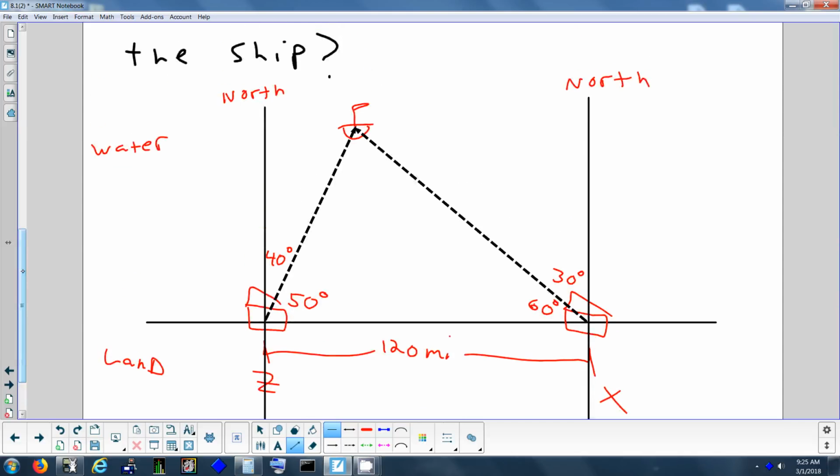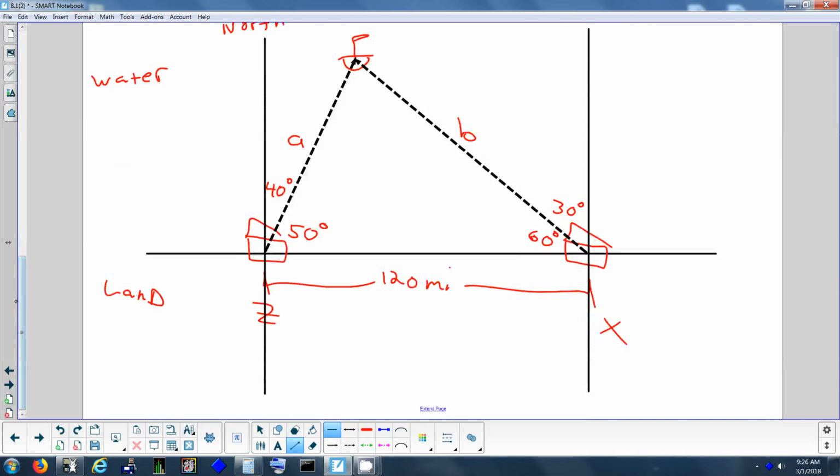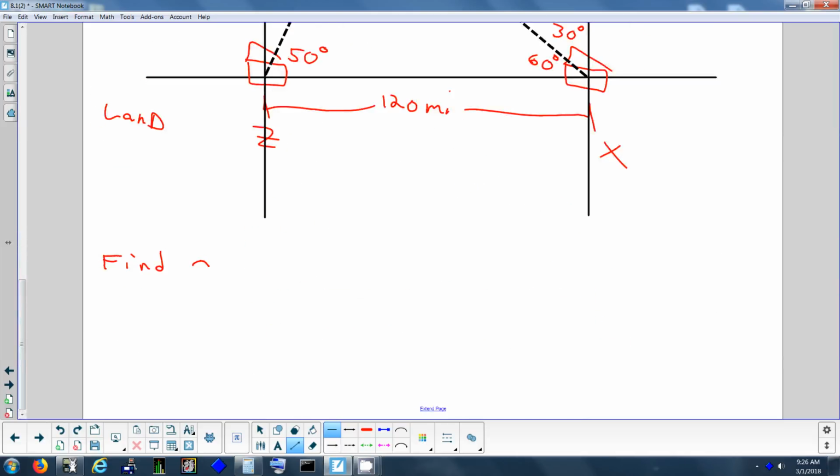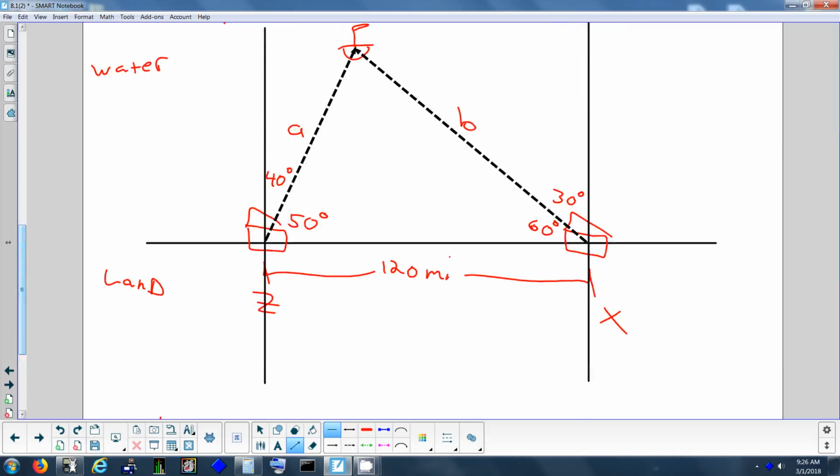All right, so we need to label these distances. You can call them whatever you want. You can call them A and B. So now let's find A and B. We don't have things labeled as alpha, beta, and gamma, so now you just have to know the general idea. Sine of an angle divided by what's across from it equals sine of an angle divided by what's across from it. Now, in that diagram, do I know any angle and the side that's across from it?